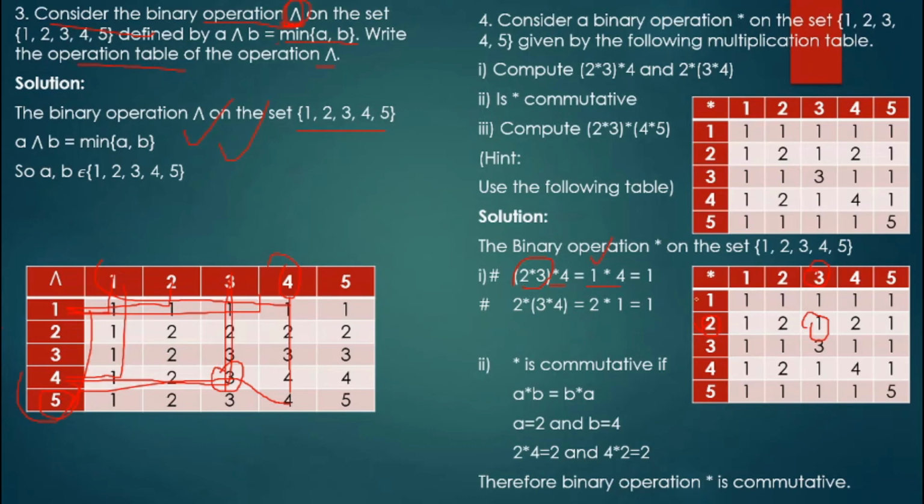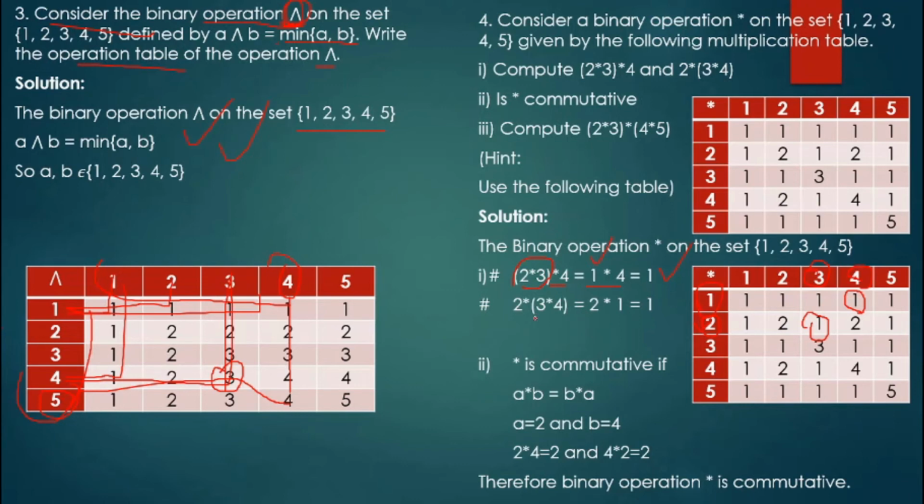What is 1 star 4? Here we have 1 and this 4. So this 1 is the value. So 1 star 4 is 1. Here we solve this question. Next, 2 star (3 star 4).